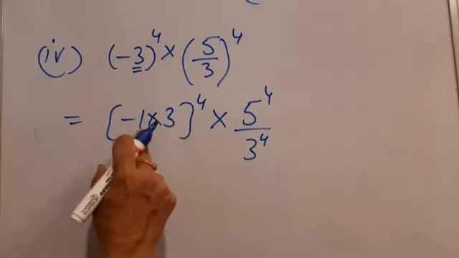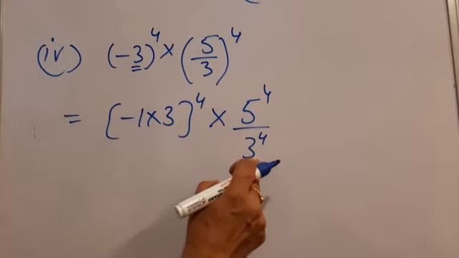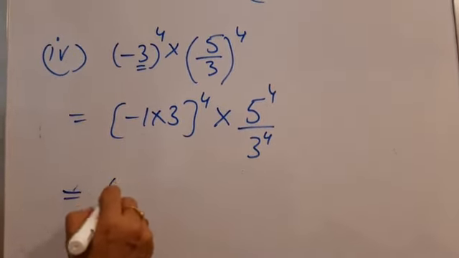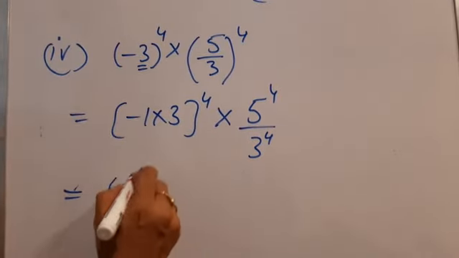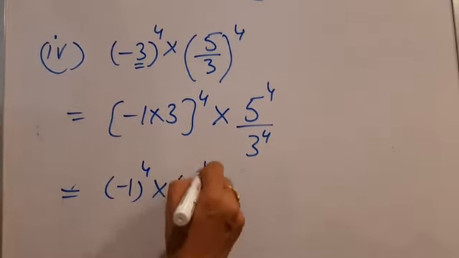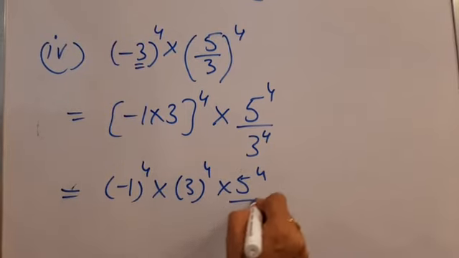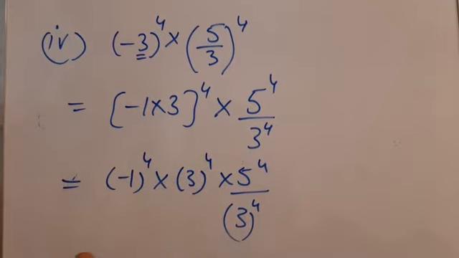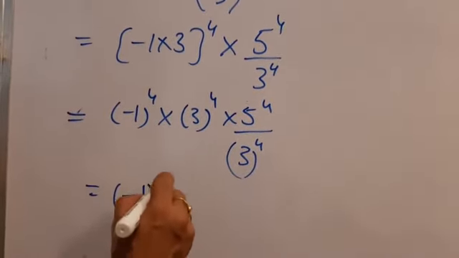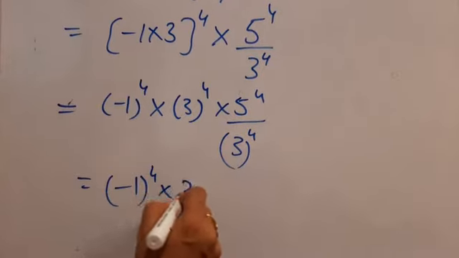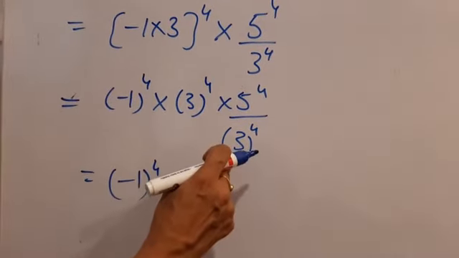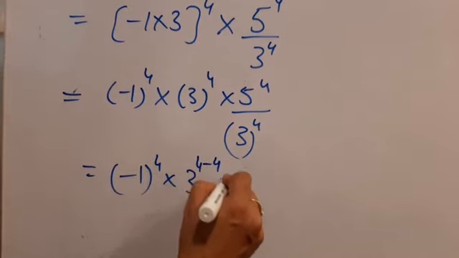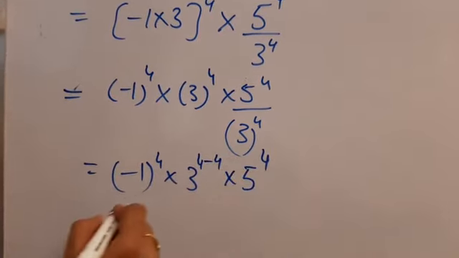Why have I separated? Because 3 raised to power 4 and 3 raised to power 4 will cancel. So you write here minus 1 raised to power 4, I am separating these two numbers, and 3 raised to power 4 into 5 raised to power 4 upon 3 raised to power 4. These both can cancel, or you can say according to the rule, when same bases are there and these are divided, powers will be subtracted. You can write this according to the rule.